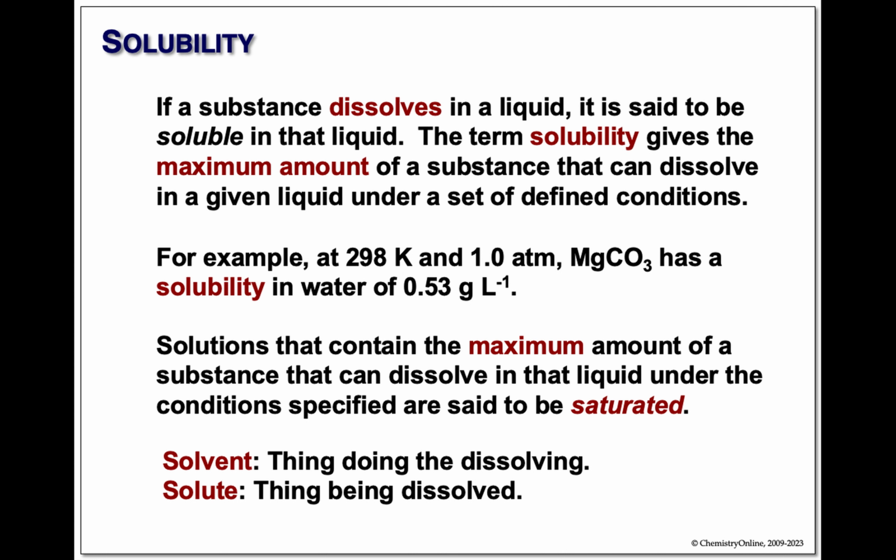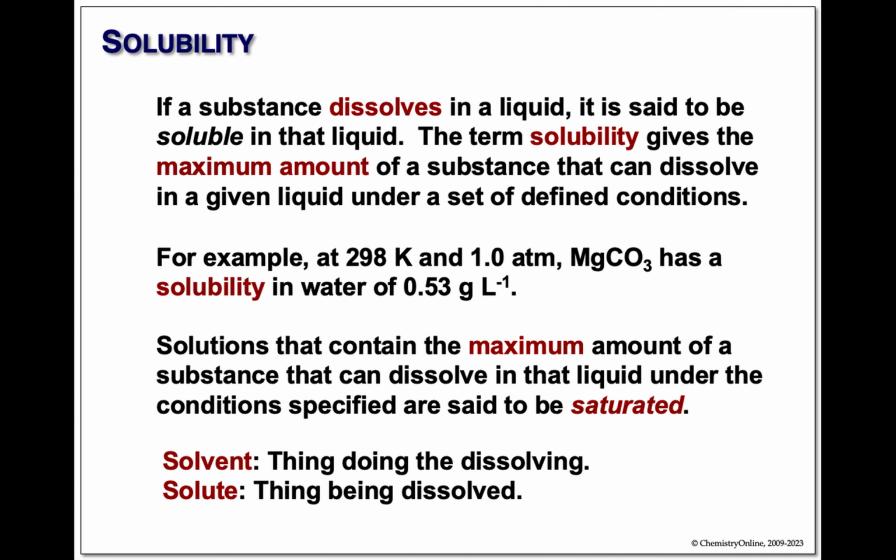When you take magnesium carbonate and you manage to dissolve 0.53 grams in 1 liter, that's the maximum amount. And we say that that solution is saturated. Solvent, the term means the thing doing the dissolving. Solute is what is dissolved. Simple nomenclature. Again, solubility actually represents a number. Any questions?